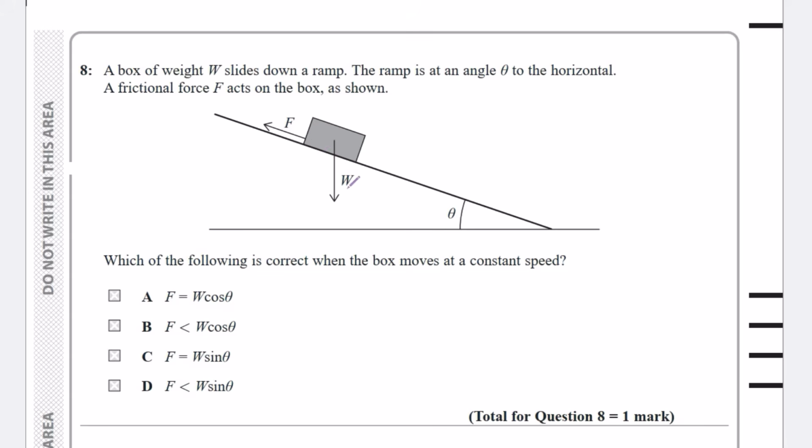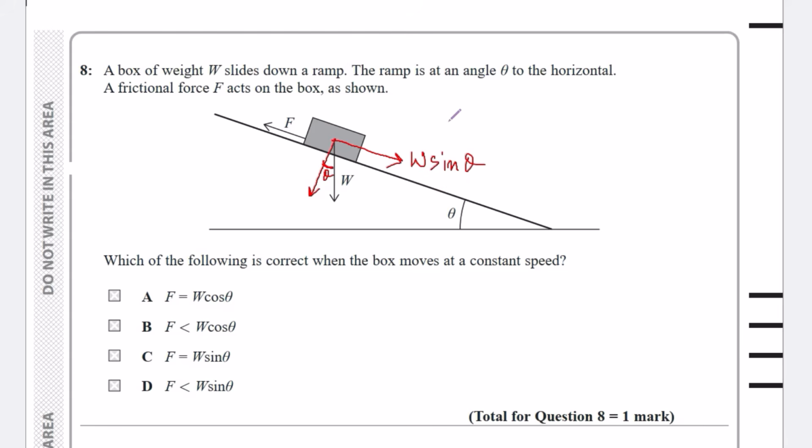So see, I think you already know this concept from your mechanics M1. If this angle is theta, this would also be theta, right? So this weight will have two components. One component would be perpendicular to the ramp, the other one would be parallel to the ramp, right? So since this component doesn't have the angle, this is W sine theta.